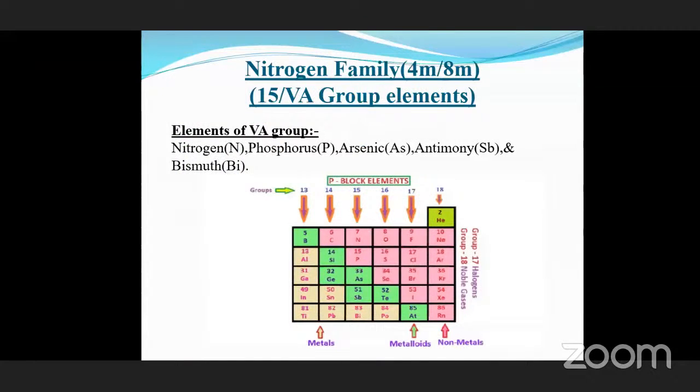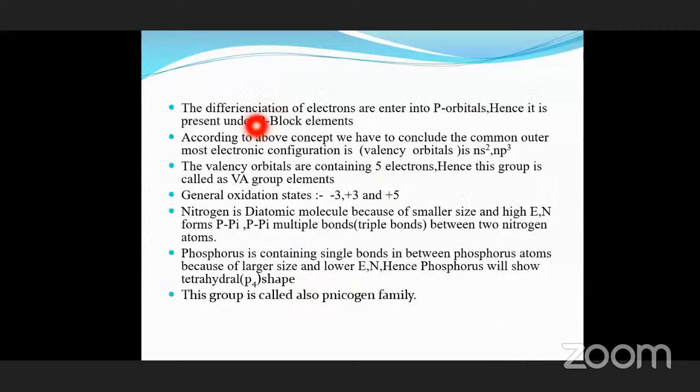Why are the 15th group elements all called p block elements? There are some reasons, and we have to discuss those reasons now. The differentiating electrons enter into p orbitals, hence they are present under p block elements. What is the meaning of differentiation? That means the entering of electrons: the differentiating electrons enter into the p orbital. Therefore, the nitrogen family is present under p block elements.